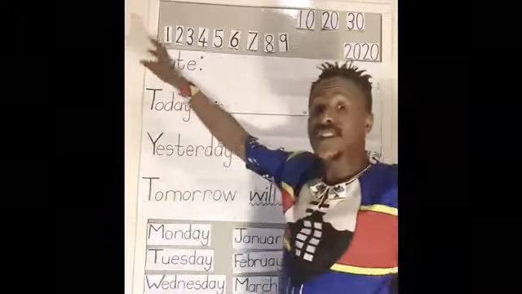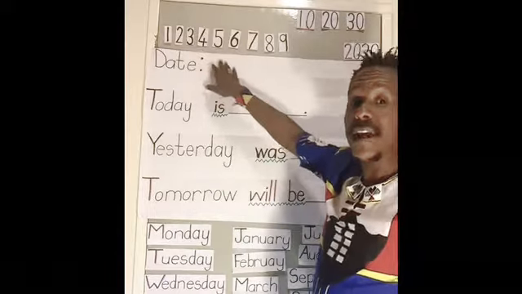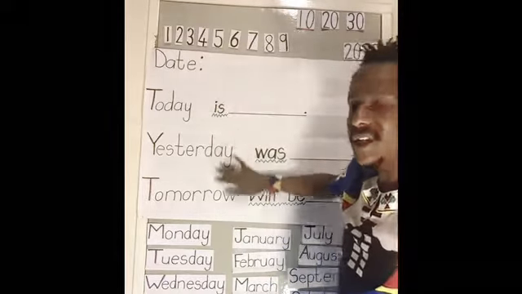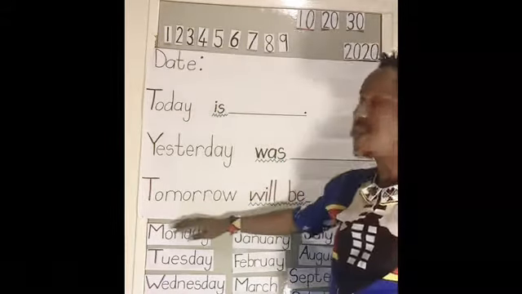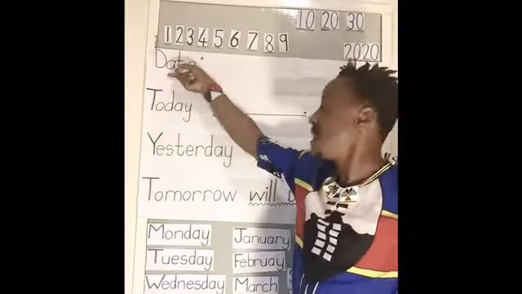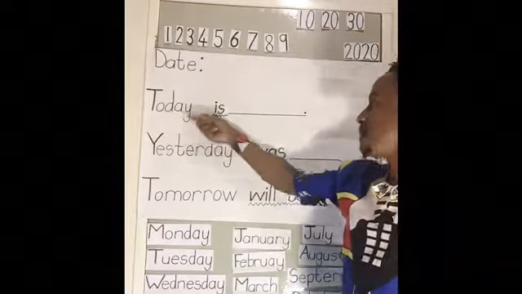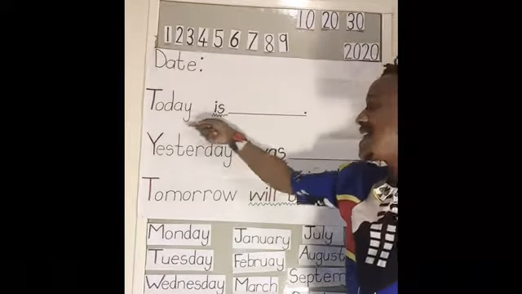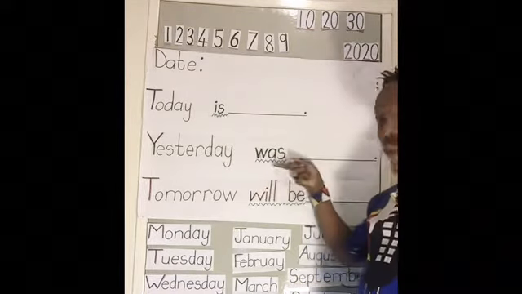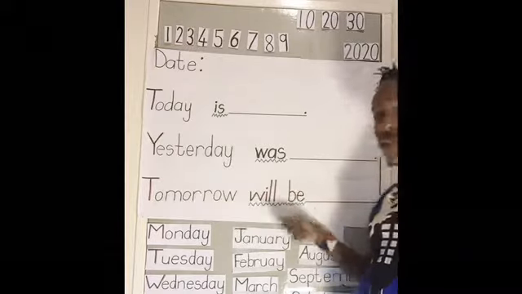So we are going to see how it comes into play once we begin filling in our date chart. This is our date chart. It's got the date written the way you have to fill in, and then there's the day. The today is, yesterday was, tomorrow will be.